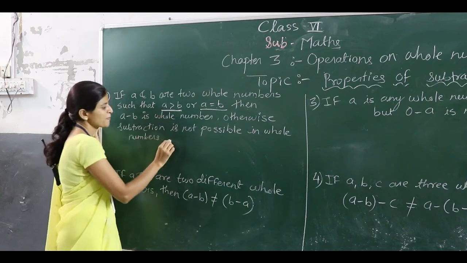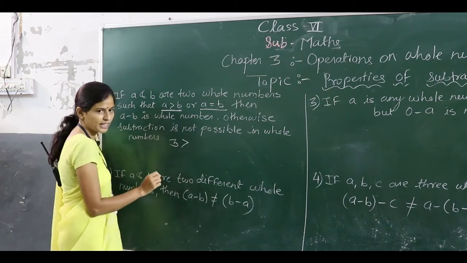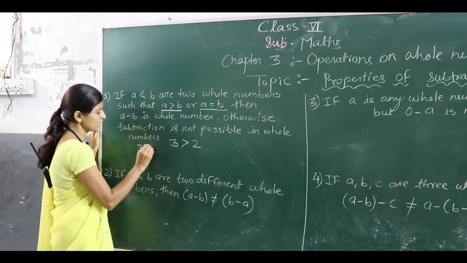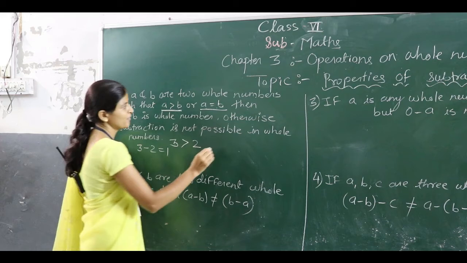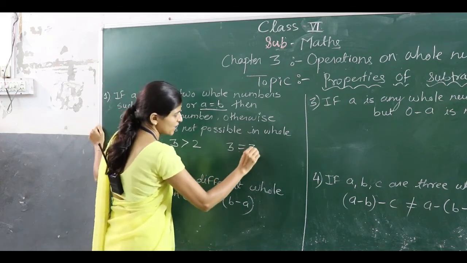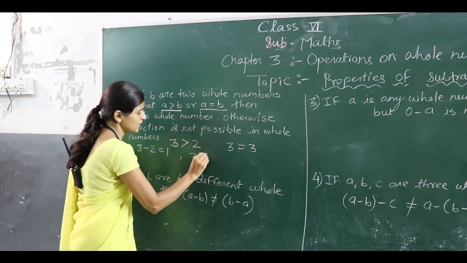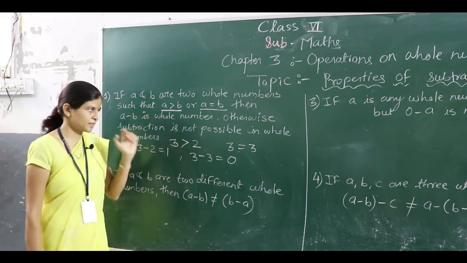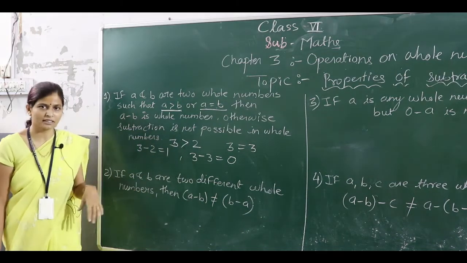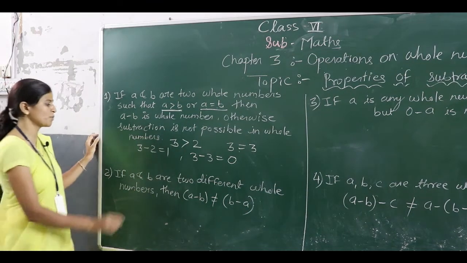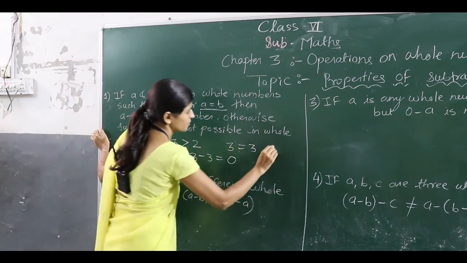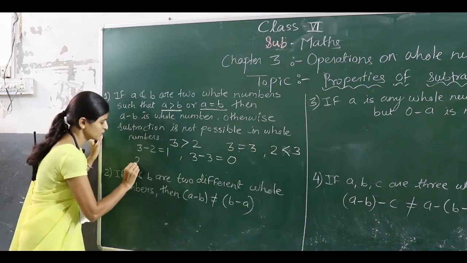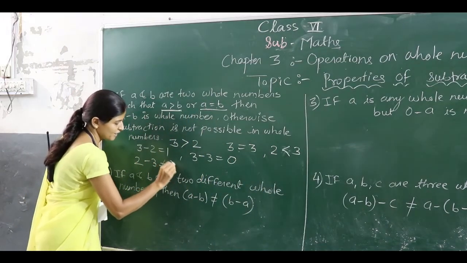For example, suppose we write A equal to 3 and B equal to 2. 3 is greater than 2, so subtraction is possible there, 3 minus 2 equal to 1. Or if A equal to B, suppose 3 equal to 3, again subtraction is possible, that is 3 minus 3, we get the answer 0. But if the number from which we subtract is less than the second number, then subtraction is not possible. For example, 2 is less than 3, so 2 minus 3 is not defined.